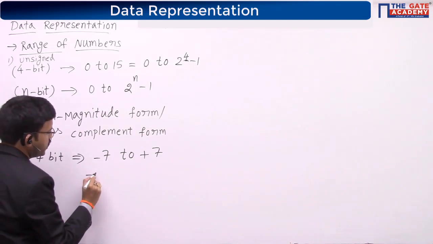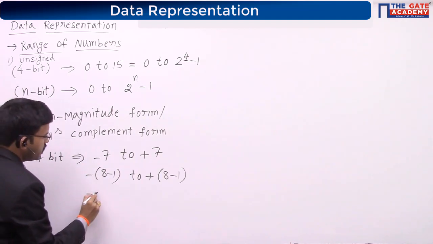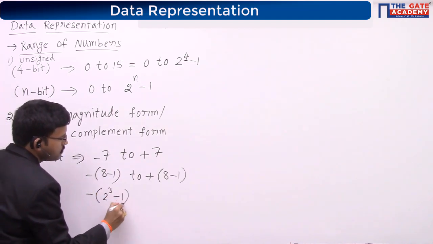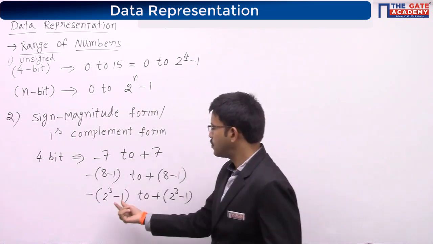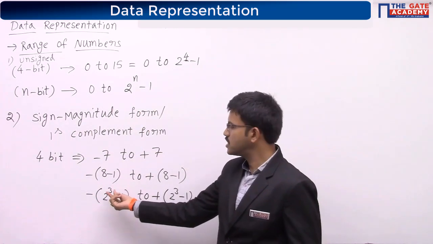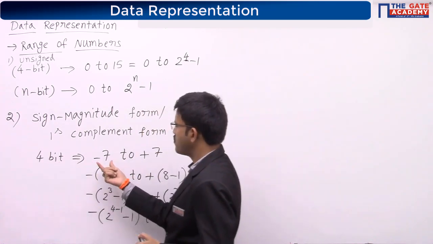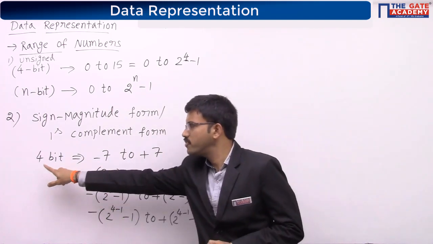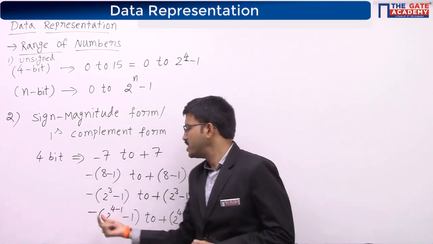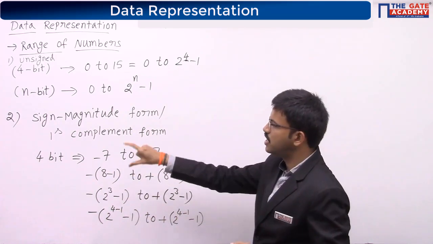So this 7 we can write as 8 minus 1, and 8 we can write as 2 cube, since 8 is nothing but 2 cube. Here I am considering the 4-bit case, and in the power I am getting 3. So this 3 I can write as 4 minus 1. So for the 4-bit case I have the range -7 to +7. I am just arranging in terms of n, rearranging in terms of 4 so that I can write the generalized formula.